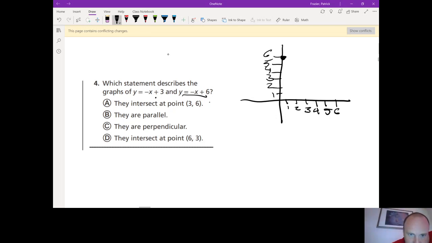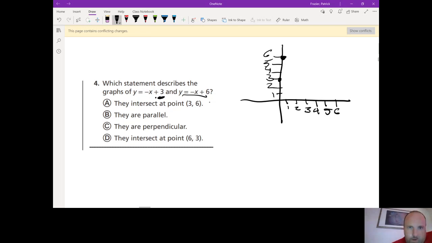And then for this one, y equals negative x plus 3. Well, 3, the constant, the number by itself that doesn't have any variable attached to it, that one is the y-intercept of 3. So when x equals 0, y equals 3.